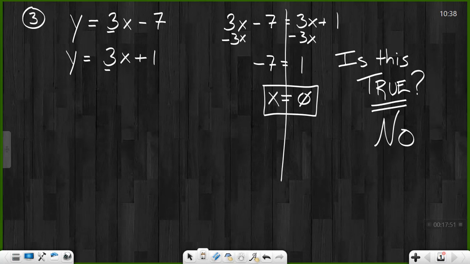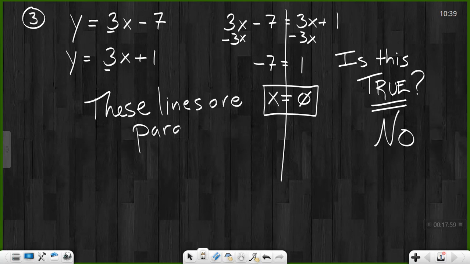In terms of the system, what does it mean? It means these lines are parallel. Because they will never cross, they will never intersect. There is no intersection point, therefore parallel, because they're not the same line. Let's take a look at another example.